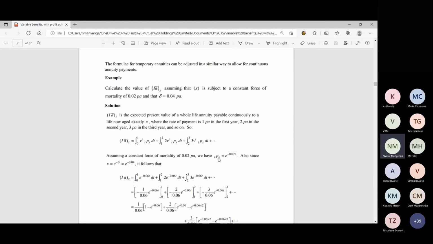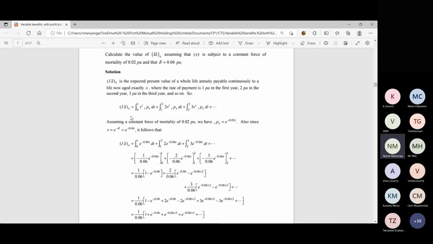So when you now write the integral expression of this, you see that this would be the integral of V to the power t, tpx dt from 0 to 1. Then you add on the integral of 2 V to the power t, tpx dt, and it's from 1 to 2 because it's only applying in that second year. So you see that this then goes on continuously.